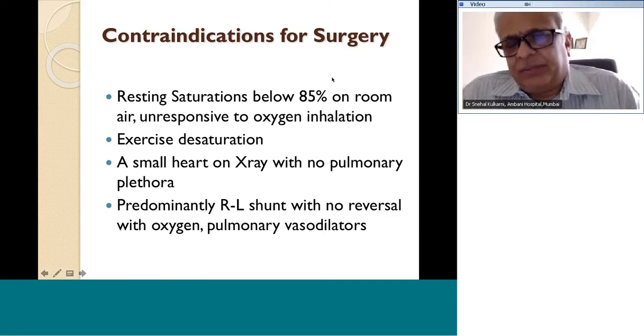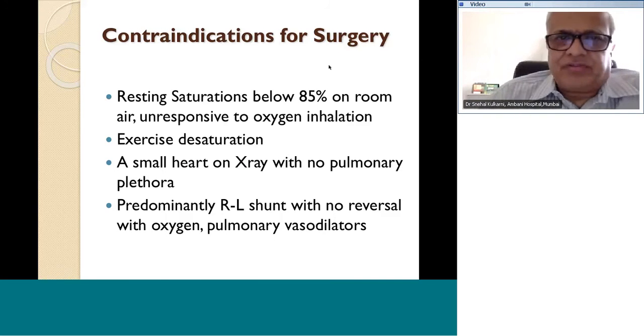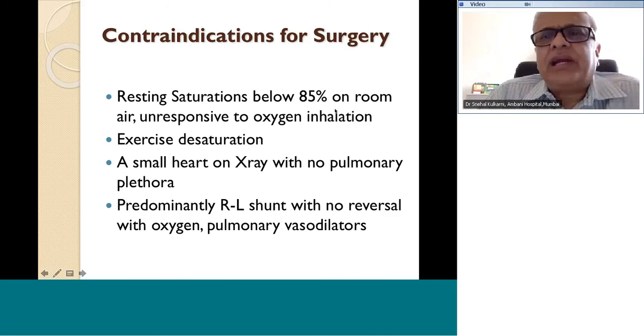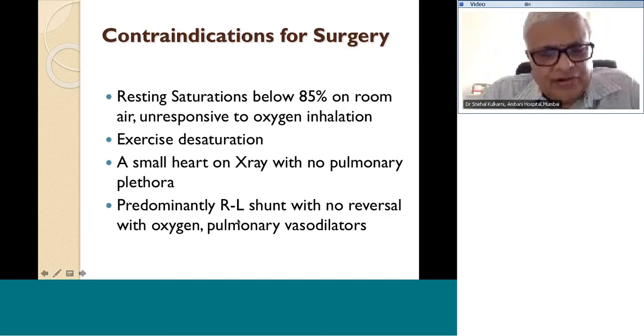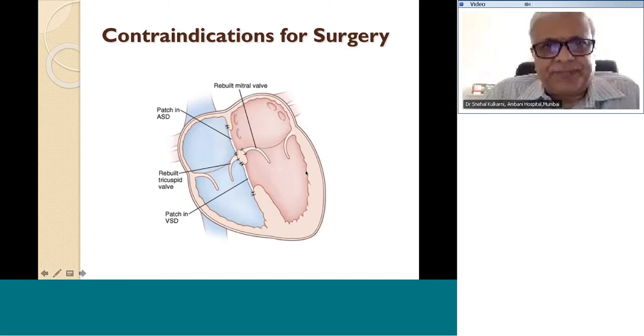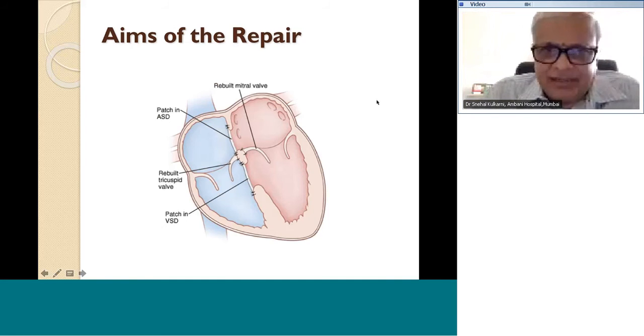I think it's important, before we take up the kids for surgery, to ask what the contraindications for surgery are. At least I believe that resting saturations below 85% on room air, unresponsive to oxygen inhalation, or exercise desaturation form one of the contraindications. The other usual contraindications, as seen in any gross left to right shunt lesion, are a small heart on X-ray with no pulmonary plethora and predominantly right to left shunt with no reversal with oxygen or pulmonary vasodilators. All these are universally known contraindications for surgery.